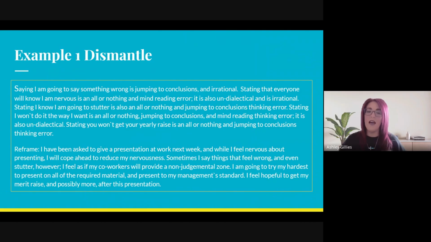I have been asked to give a presentation at work next week. And while I feel nervous about presenting, I will cope ahead to reduce my nervousness. So let's pause right there. Cope ahead was a DBT skill. That was in dialectical behavioral therapy, if you remember. Okay, cope ahead. So instead of, it's okay to state that you are nervous.